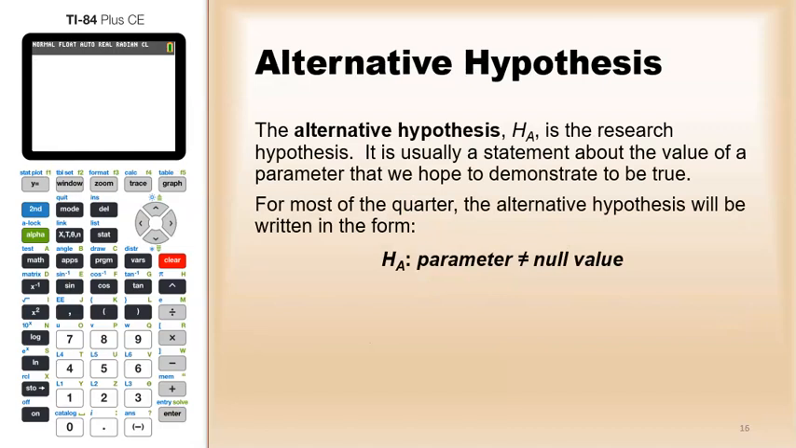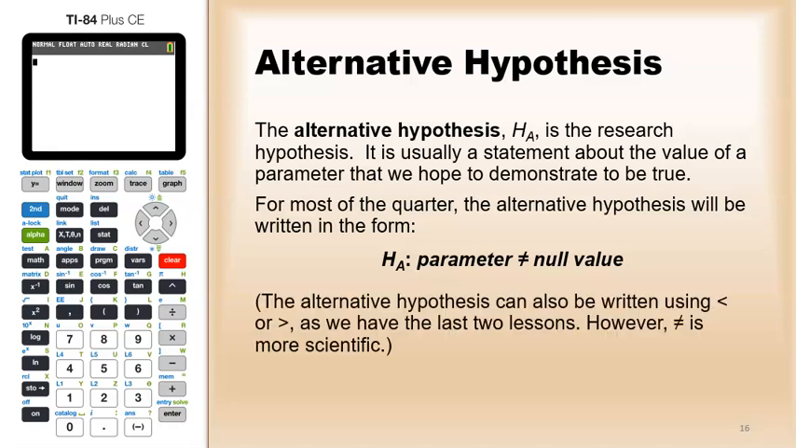The competing claim is called the alternative hypothesis, and this is basically the researcher's hypothesis. It is usually a statement about a value of the parameter that we hope to demonstrate to be true. So this is the hypothesis we're trying to prove. For most of the quarter, the alternative hypothesis will generally be written in the form of the parameter not equal to some null value. So it's actually the opposite of the null hypothesis.